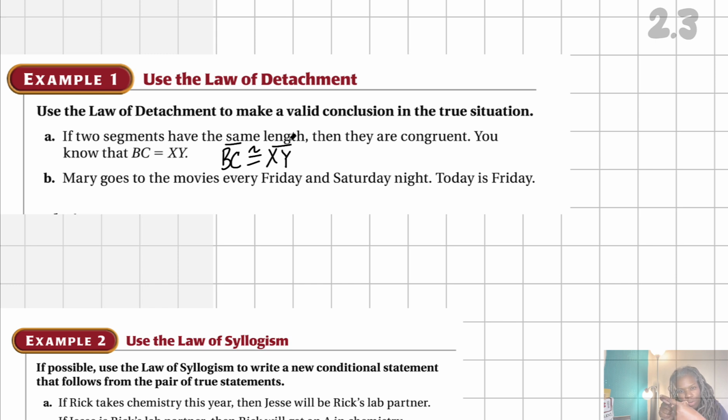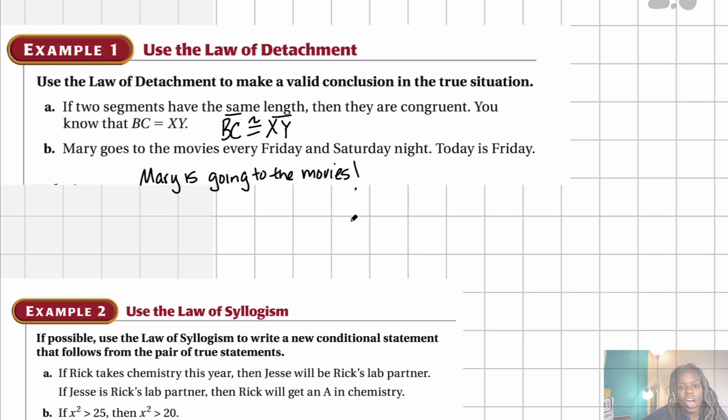You can lay them right on top of each other and one would hide the other. This next one is kind of fun. Mary goes to the movies every Friday and Saturday night. Today's Friday. What do we know? If you guessed it, I hope you did, that Mary is going to the movies. That's what we know. So that's using the law of detachment.